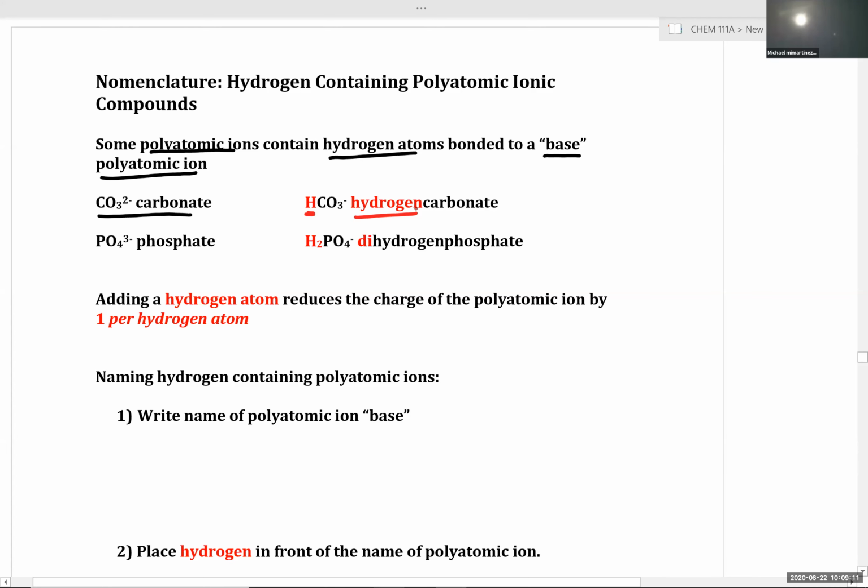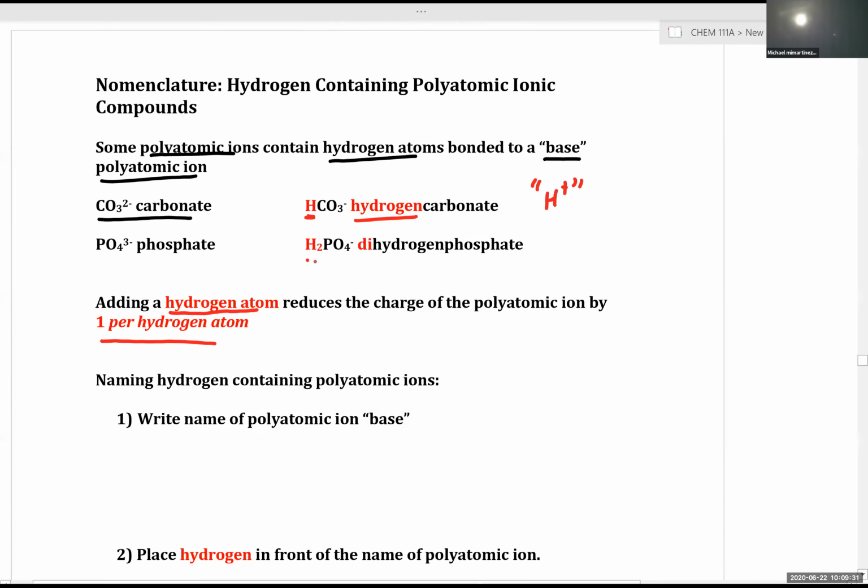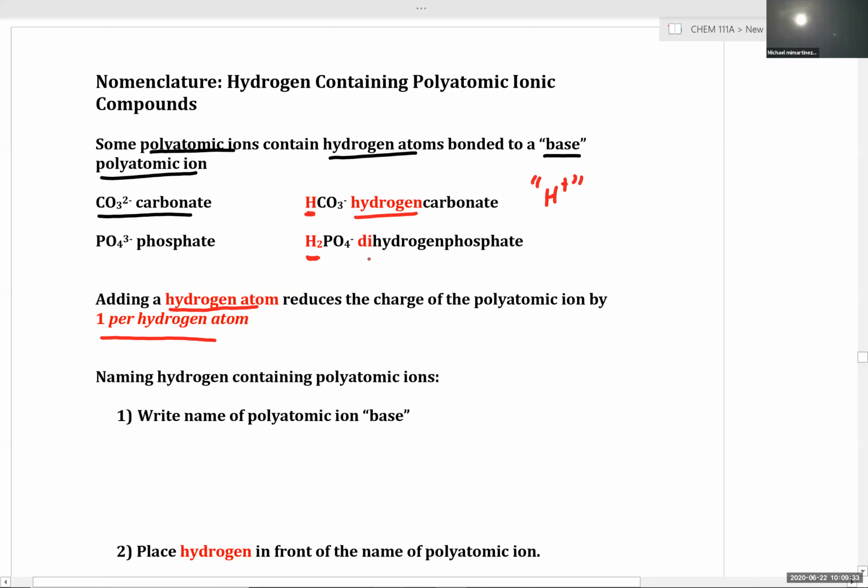Now there are a few key features to note. I like to think of this added hydrogen as quote unquote H+. So adding a hydrogen atom reduces the charge of the polyatomic ion by 1 per hydrogen atom. In the case of phosphate, we have the addition of 2 hydrogen atoms, so we call this dihydrogen phosphate. Di meaning 2.